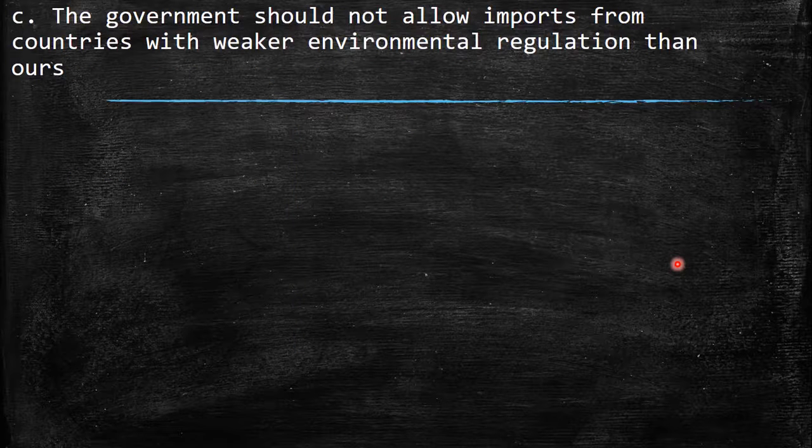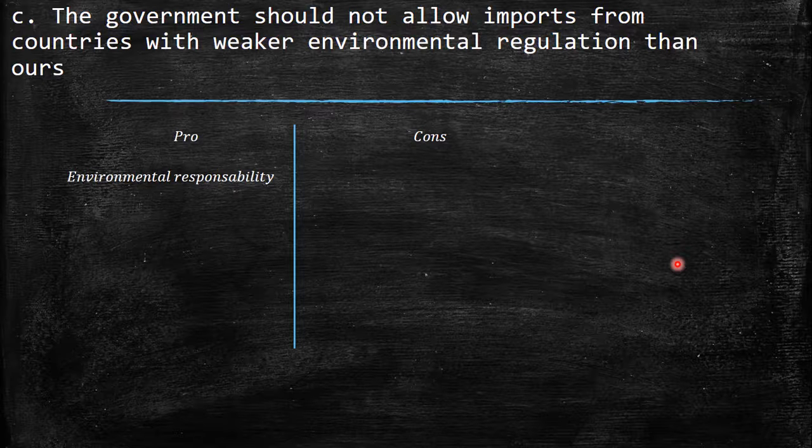The last one of these points says the government should not allow imports from countries with weaker environmental regulation than ours. So again, you have two sides. As a pro, which is the side that I agree with, it's a matter of environmental responsibility. So obviously, in terms of economic welfare, it's not the best solution, but as a sustainable world, it could be the better option, the way of environmental responsibility.